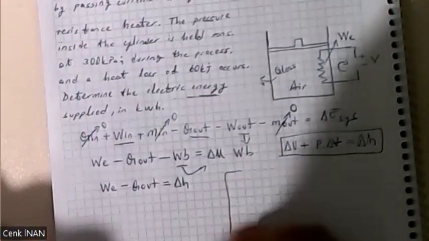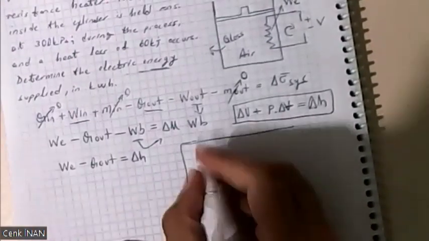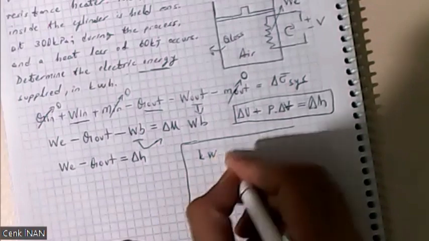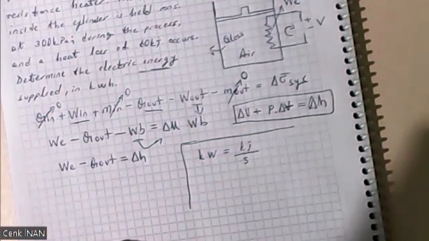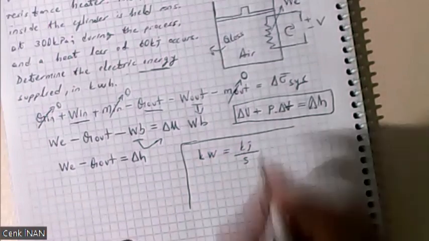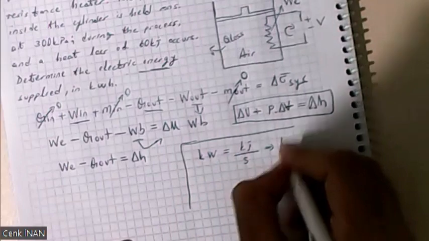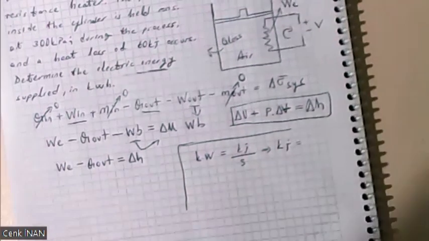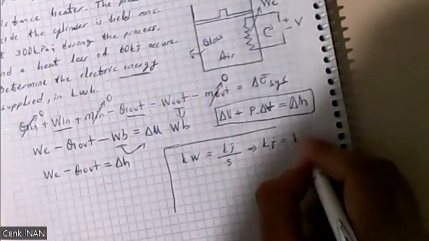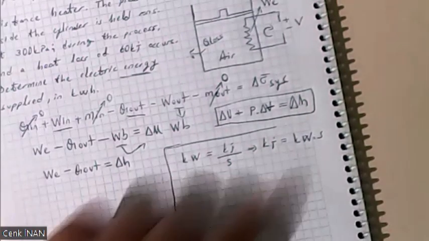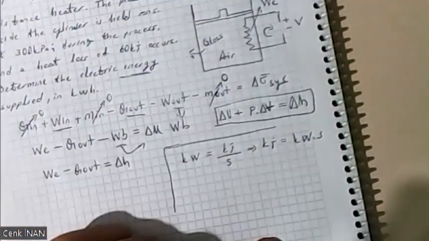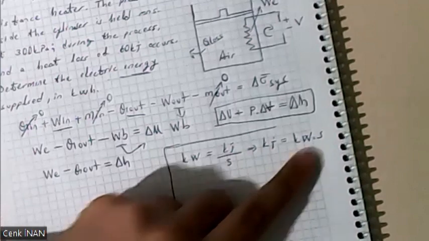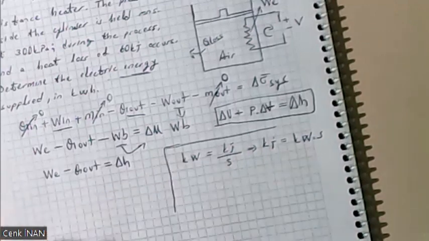Let's analyze it here. What is a kilowatt? A kilowatt is kilojoule per second. I can write kilojoule in terms of kilowatt as kilojoule equals kilowatt second. Can we convert this kilowatt second to kilowatt hour? Yes, directly we can convert.